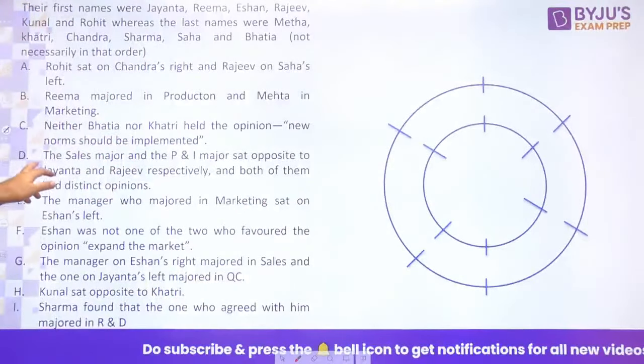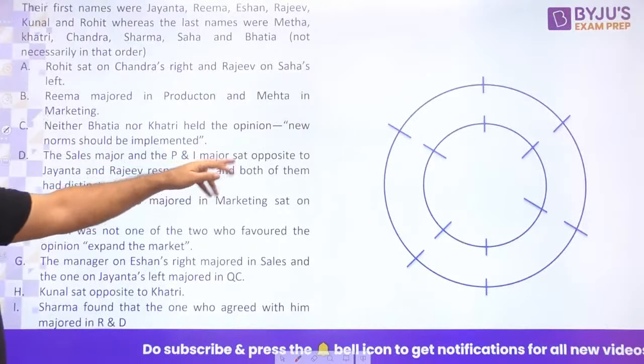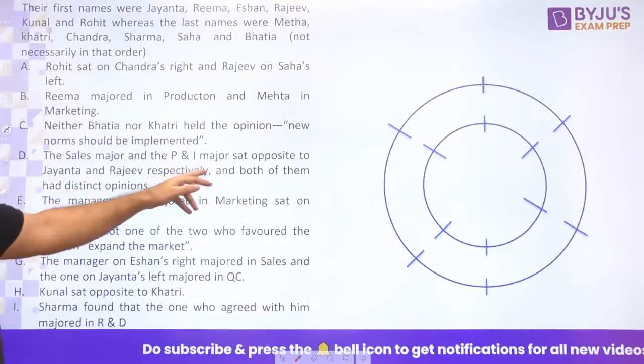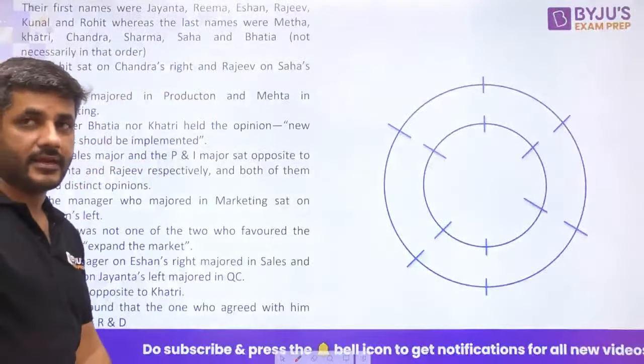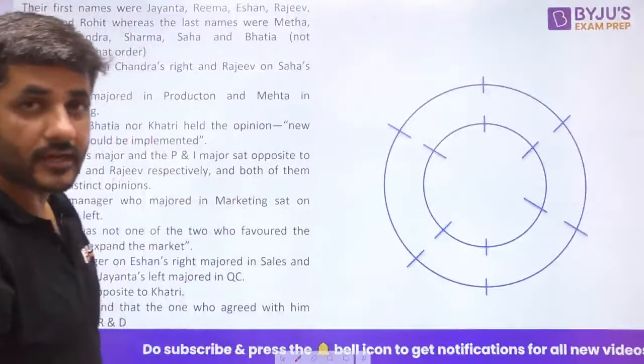नेक्स्ट, the sales major and the P&I major sat opposite to Jayanta and Rajiv respectively and both of them had distinct opinions. ना अभी तक सेल्स आया, ना P&I आया, ना जयंता आया, ना राजीव आया. राजीव आया था एक. वन पर्सन इज कॉमन टिल नाउ. यहां पे राजीव की बात हो रही थी. राजीव इज ऑन साहाज लेफ्ट एंड राजीव इज ऑपोजिट टू P&I. अभी तक सिर्फ एक राजीव का नाम कॉमन आया.